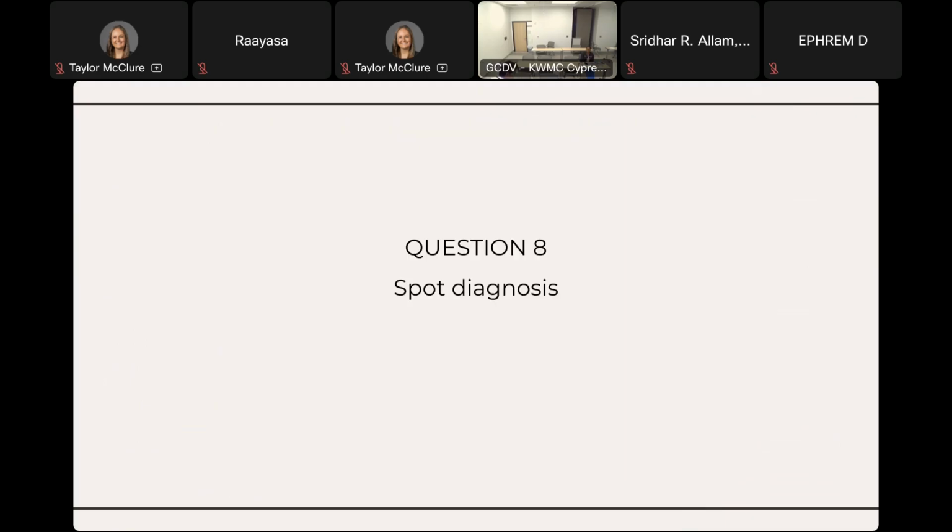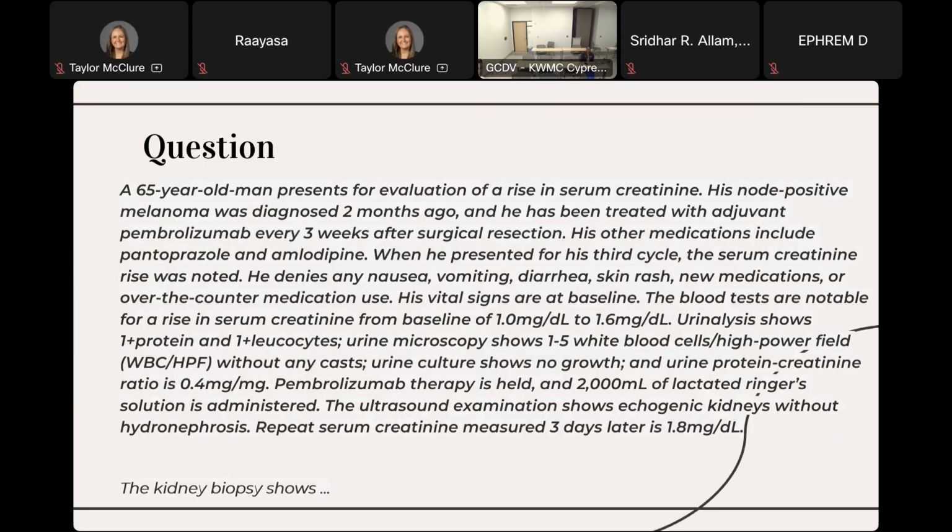So spot diagnosis again. 65-year-old man presents for evaluation of rising serum creatinine. His node positive myeloma was diagnosed 2 months ago, and he has been treated with adjuvant pembrolizumab every 3 weeks. Pembrolizumab is a newer medication, and it is a monoclonal protein, and I'm missing the mark.